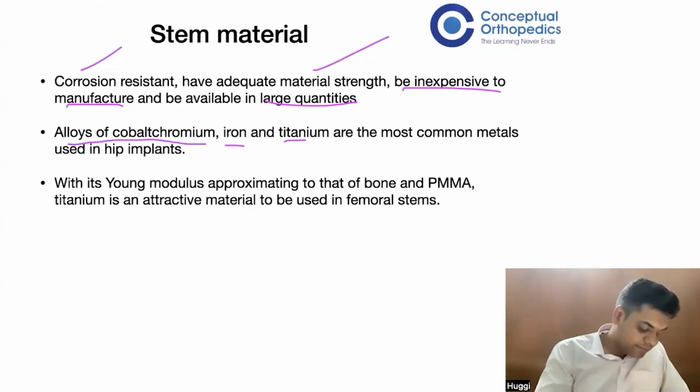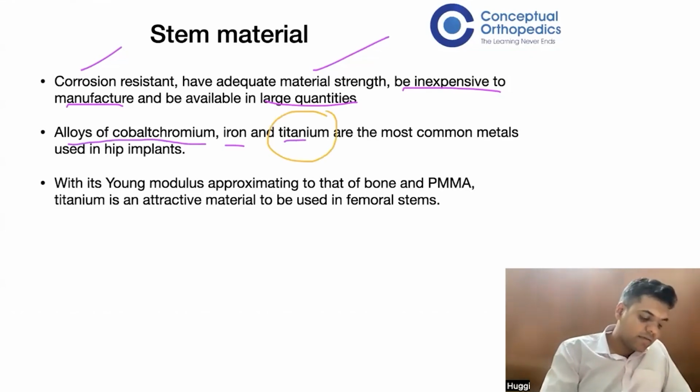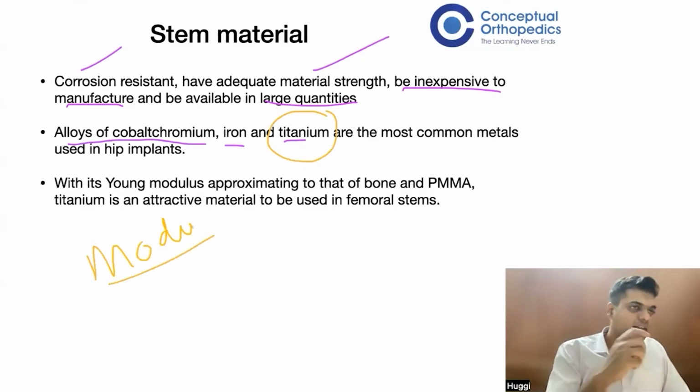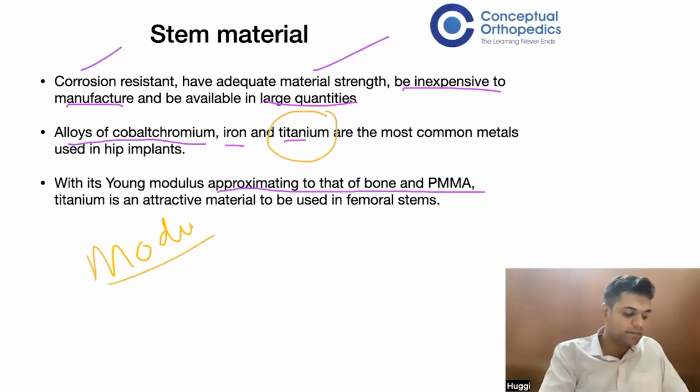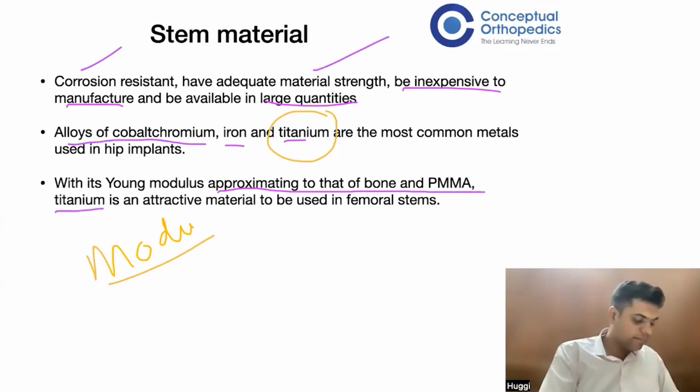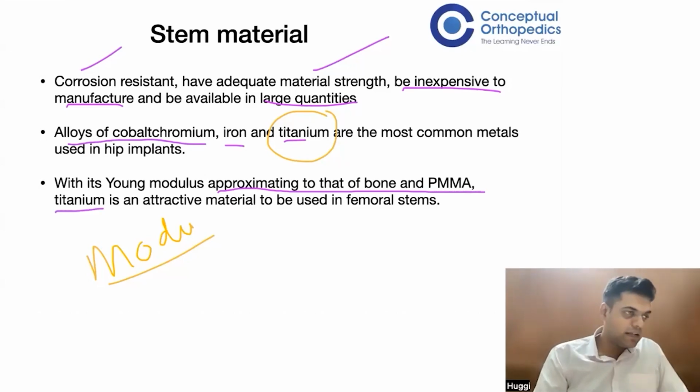Out of this, titanium has a modulus of elasticity, meaning the strength or the ductility of the material, that almost approximates that of the bone and the cement. Okay, the Young's modulus of elasticity of bone and cement is almost equivalent to that of titanium. So that's why titanium was very attractive.